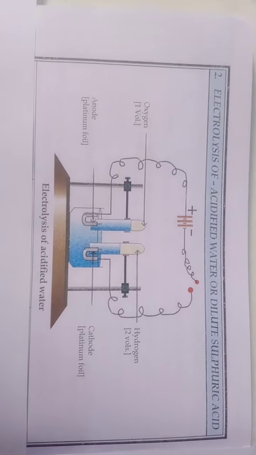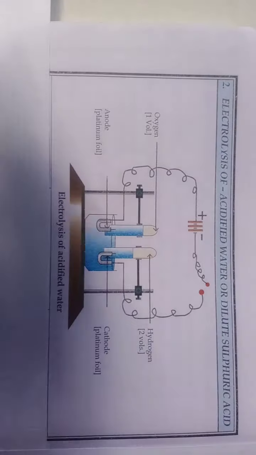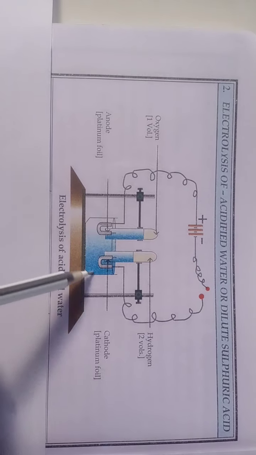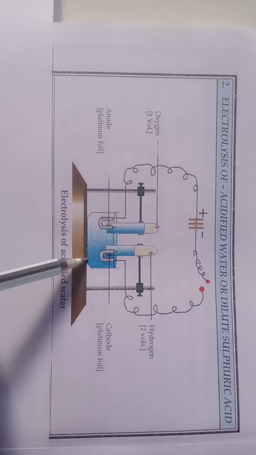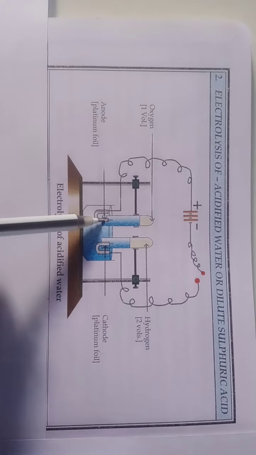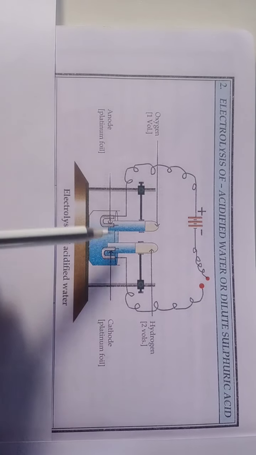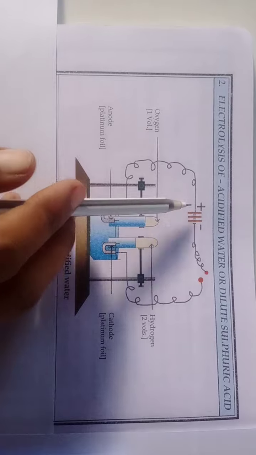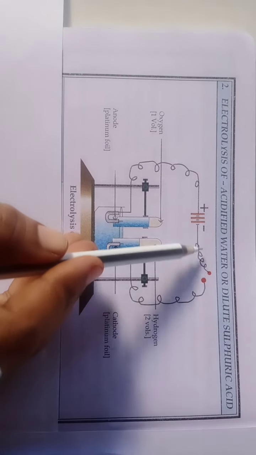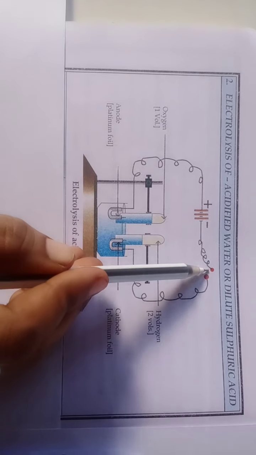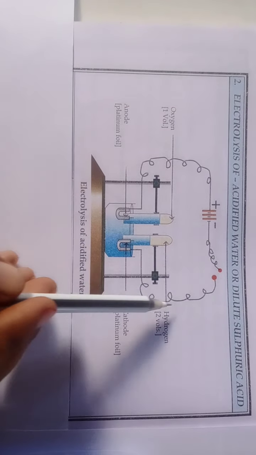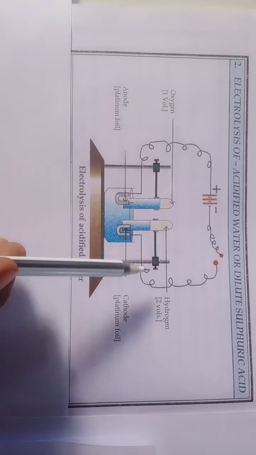Okay, in this diagram you can observe that there is a beaker containing water. There are two electrodes. One is your anode and the other is your cathode. Anode is connected to the positive terminal of the battery, cathode is connected to the negative terminal of the battery. This is the key. When you tap this key, it will join and the circuit will start.